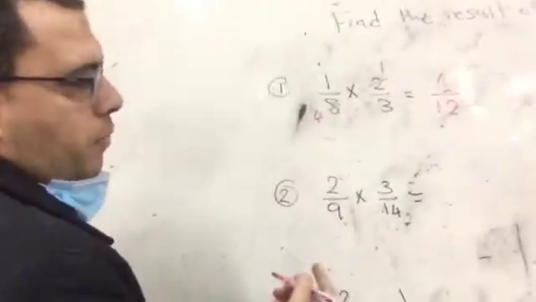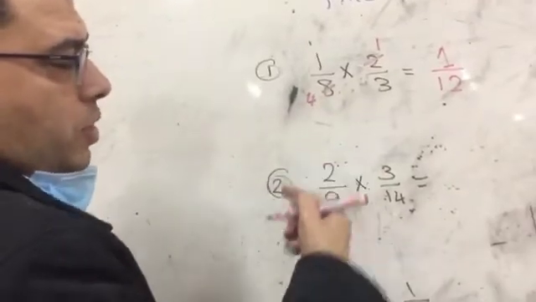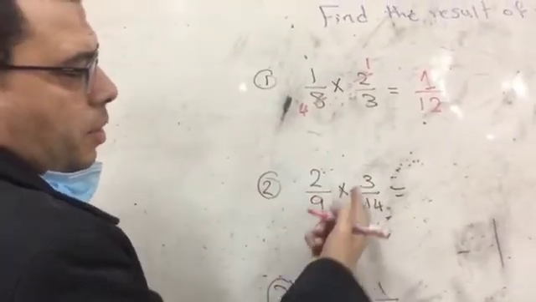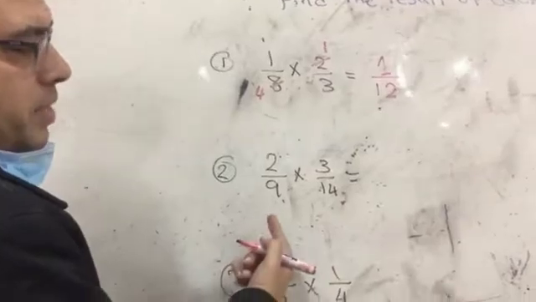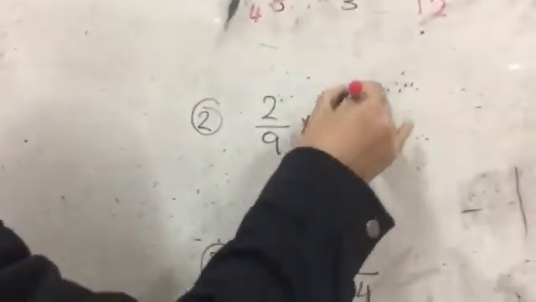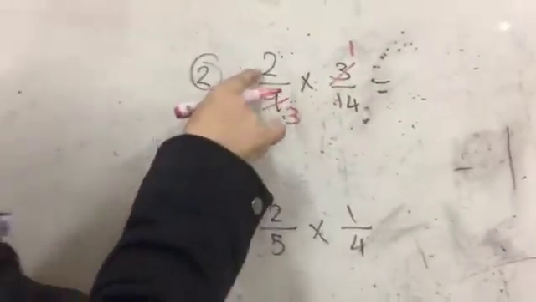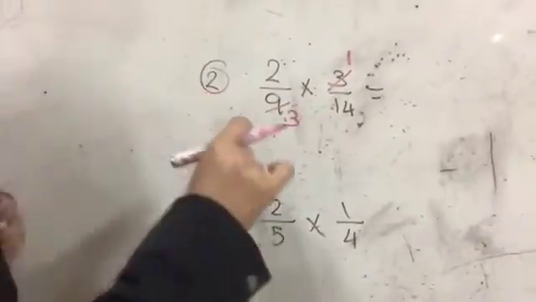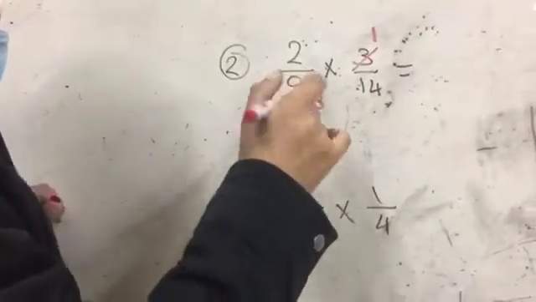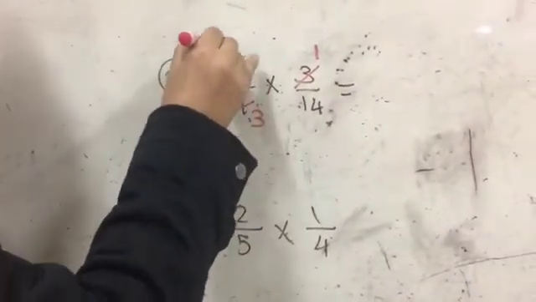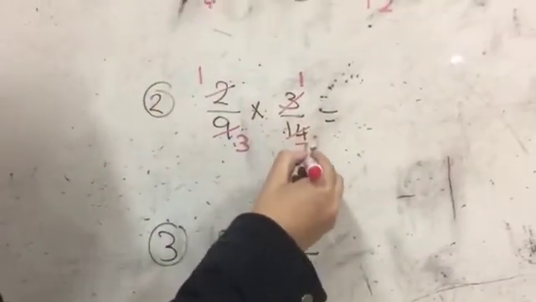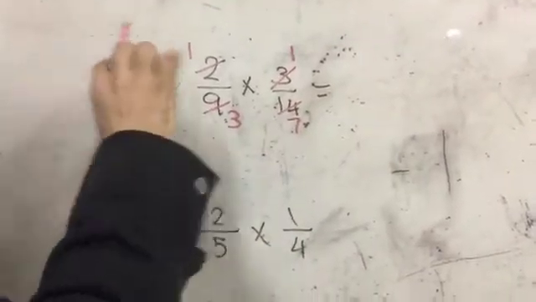Here we have a common factor between numerator and denominator, which is 3 and 9. Both of them can be divisible by 3. Let's see. 3 divided by 3 is 1. 9 divided by 3 is 3. Also 2 and 14, both of them can be divisible by 2. Let's divide. 2 divided by 2 is 1. 14 divided by 2 is 7. So now we finished. So you have to multiply.